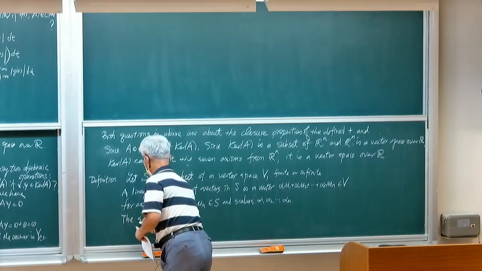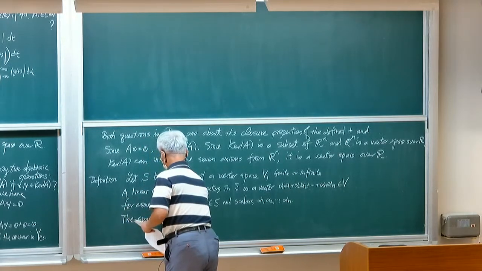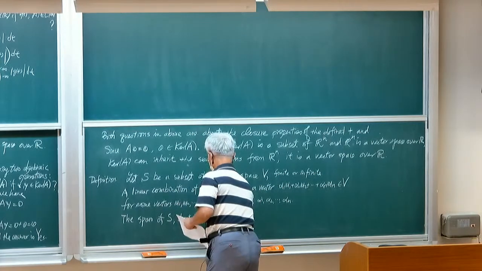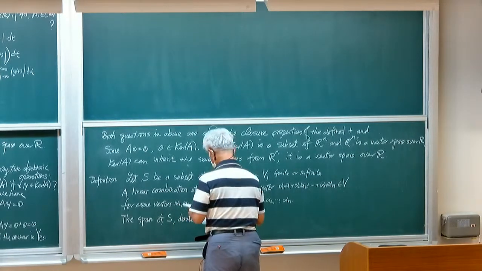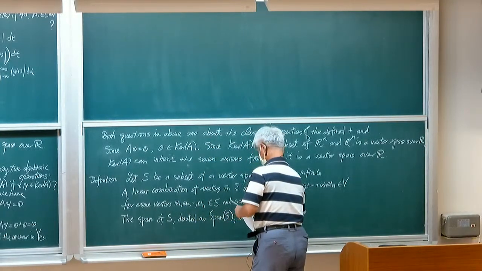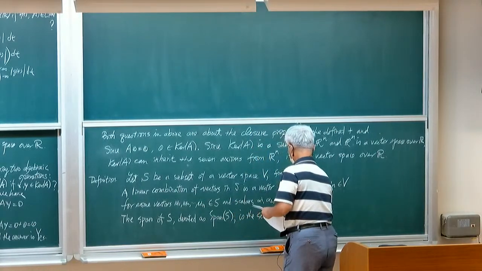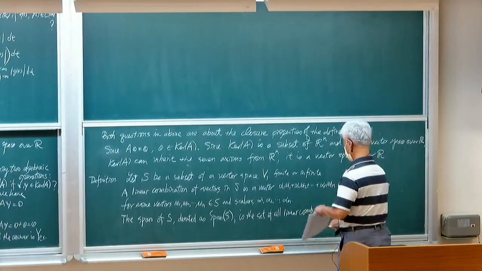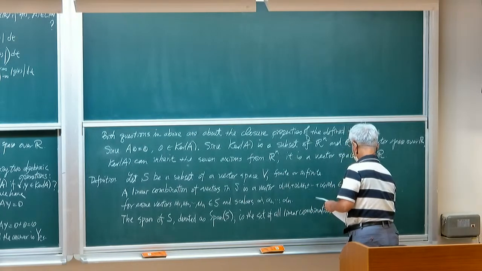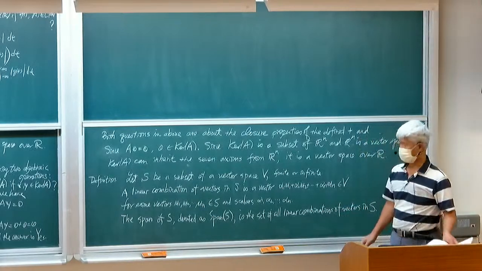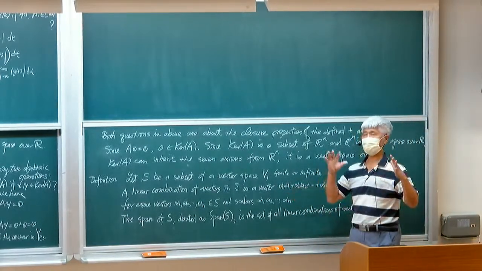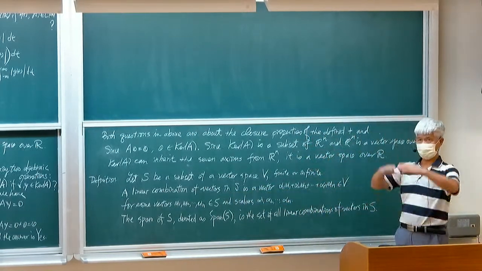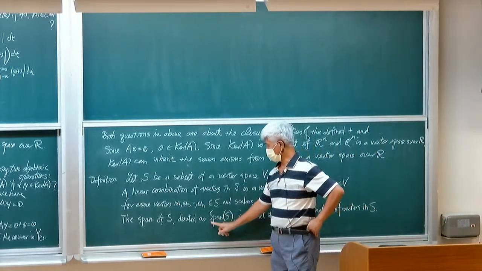And so we call the span of S, denoted as span of S, the set of all linear combinations of vectors in S. So you can construct many linear combinations of vectors in S, and you collect all of them together to form a new set. This new set is called the span of S.